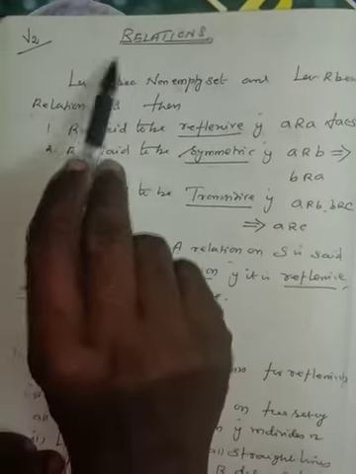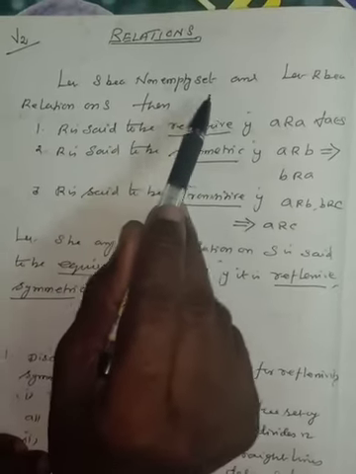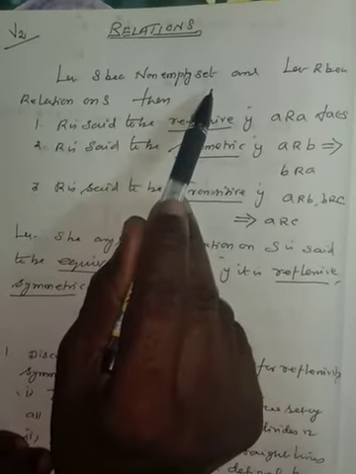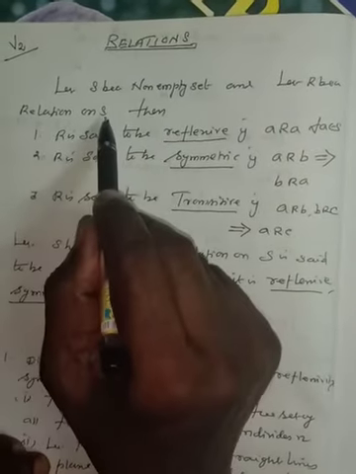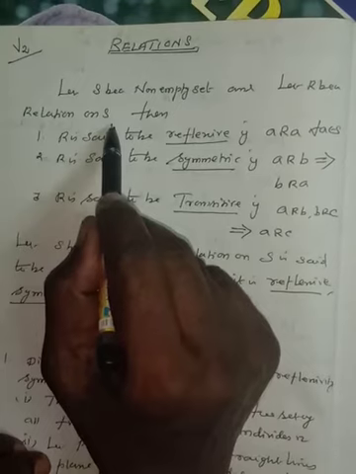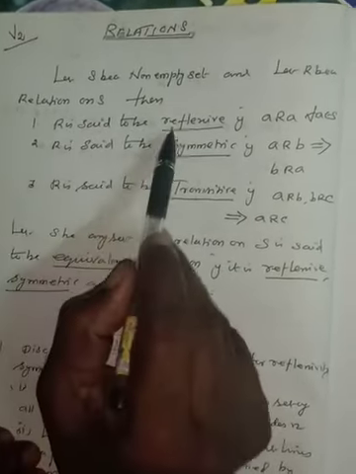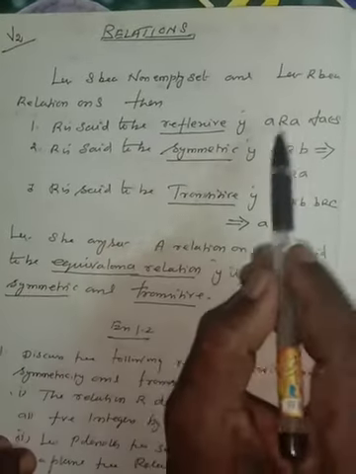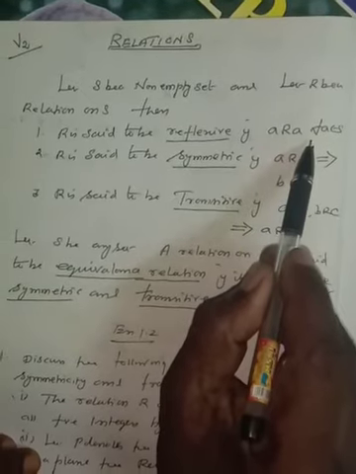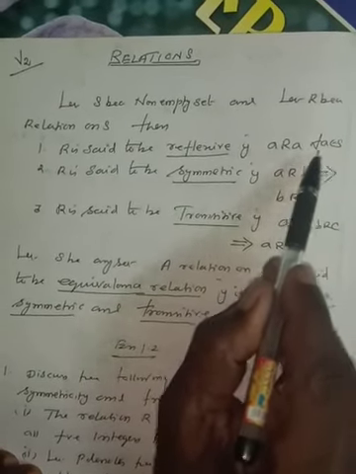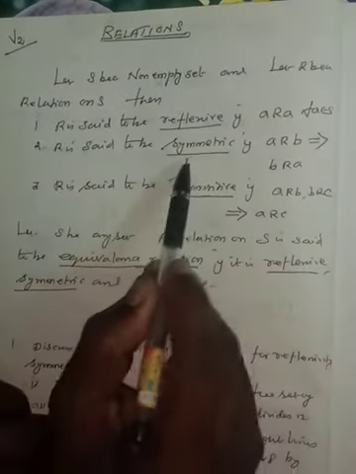Today's topic is relations. Let S be a non-empty set, and let R be a relation on the non-empty set S. Then, number 1, R is said to be reflexive if a relation a for all a that is an element of the non-empty set.